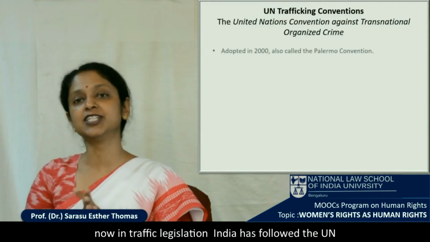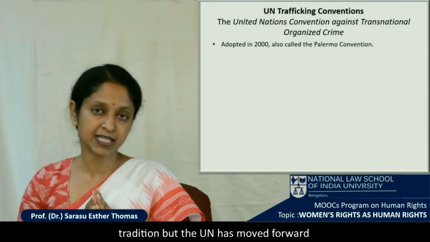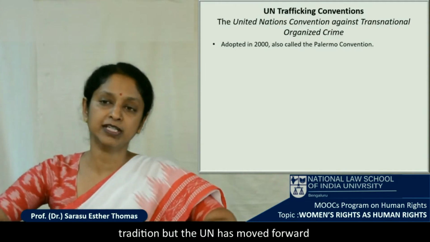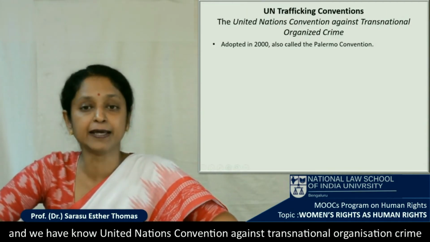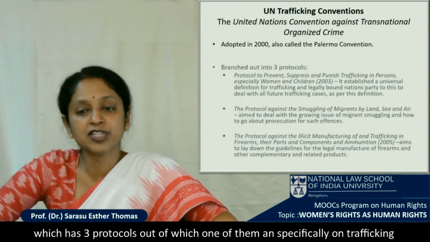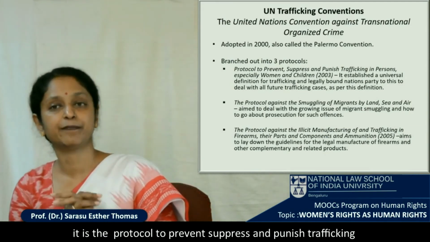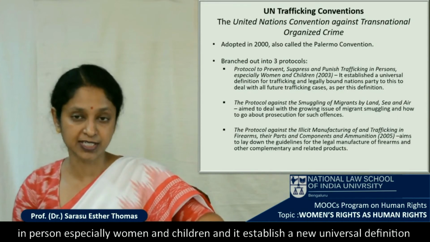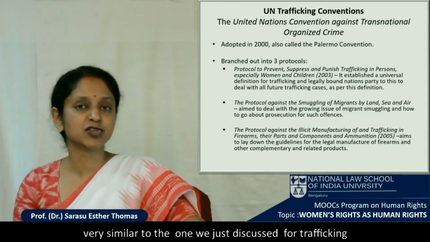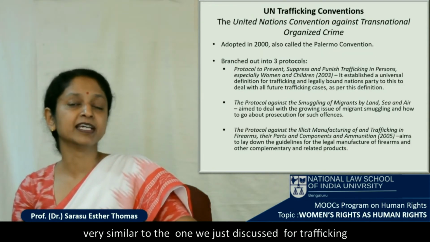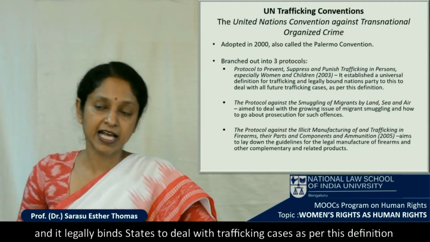Now, in drafting this legislation, India has followed the UN tradition, but the UN has moved forward, and we now have the United Nations Convention Against Transnational Organized Crime, which has 3 protocols, out of which one of them is specifically on trafficking. It is a protocol to prevent, suppress and punish trafficking in persons, especially women and children. And it established a new universal definition, very similar to the one we just discussed for trafficking, and it legally binds states to deal with trafficking cases as per this definition.